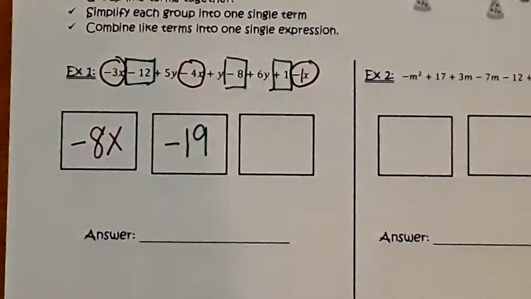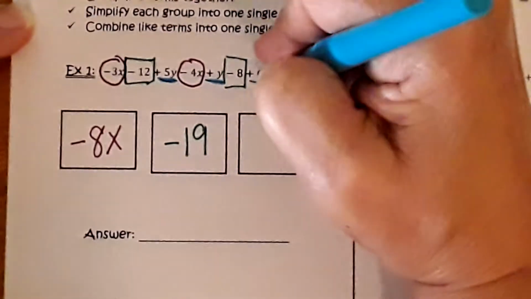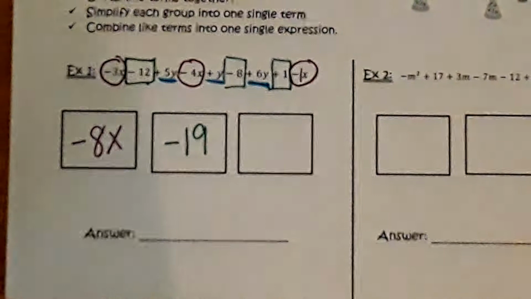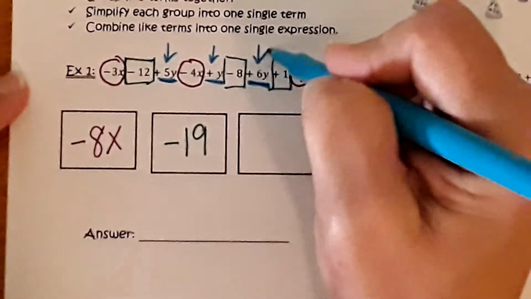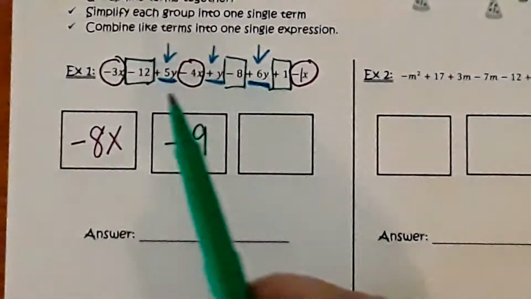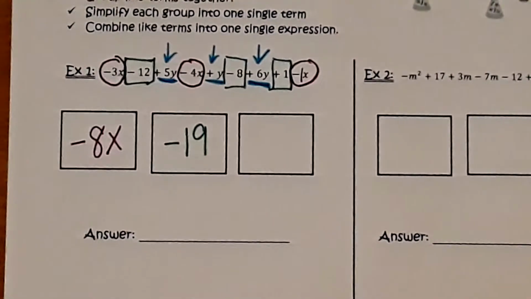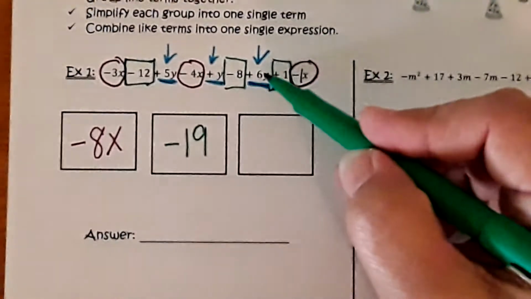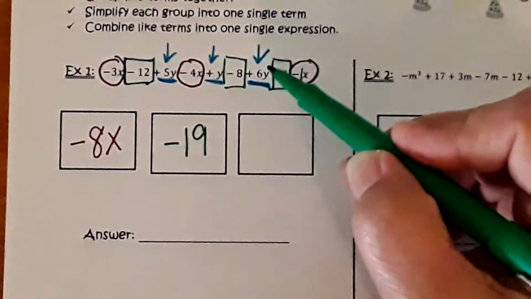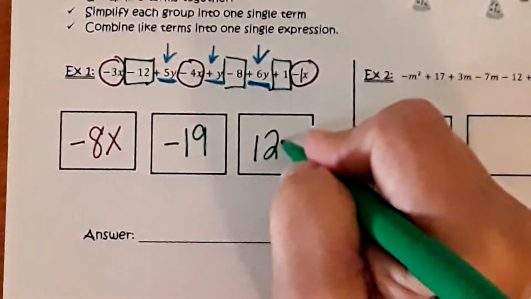Now our very last like term. See all the y's? So I have this right here, this right here, and this right here. So I have 5 plus y plus 6. Remember what I said. If there's no number in front of the variable, it's 1. So I have 5 plus 1 plus 6. Well, 5 plus 1 is 6. 6 plus 6 is 12. And I'm going to put that y.